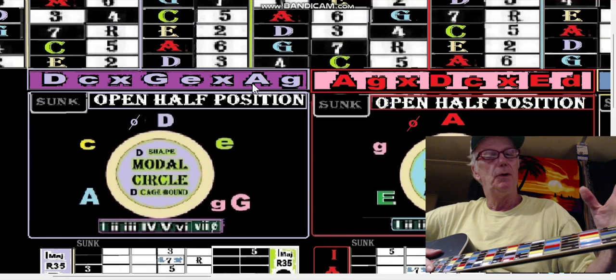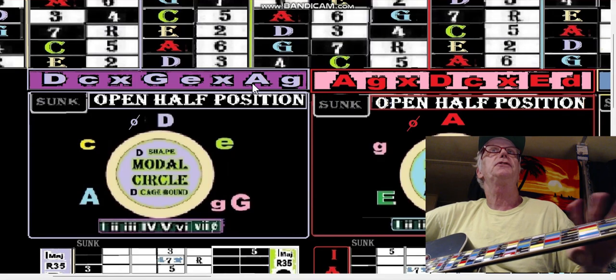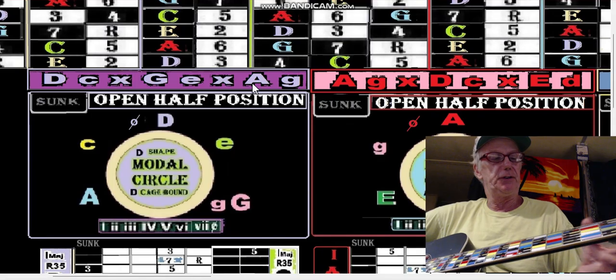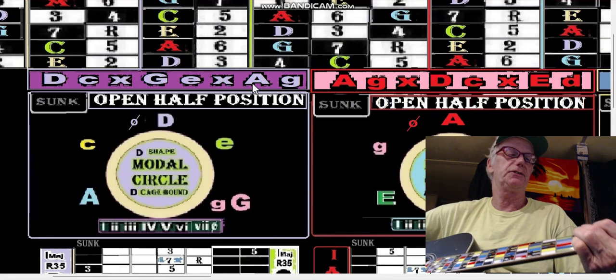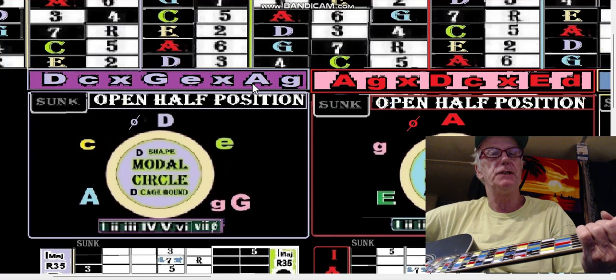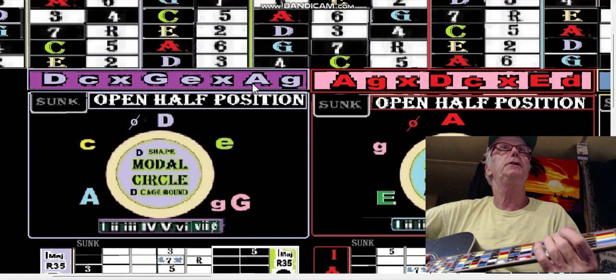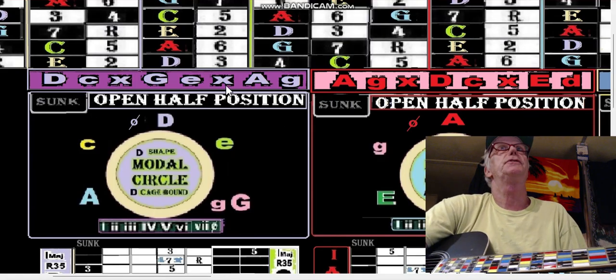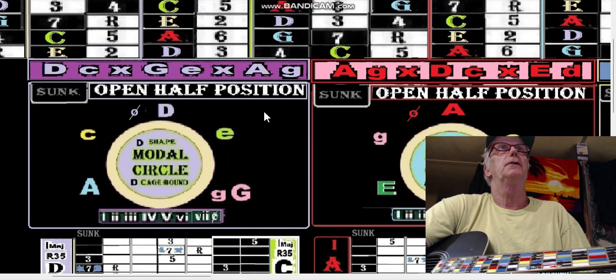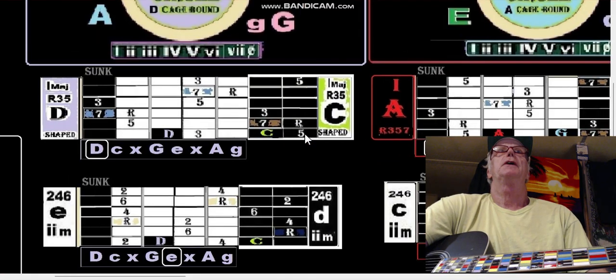But now we certainly can't get those. We can't get the C minor and the G minor easily. The only thing we can get easily is the actual C minor, E minor shaped C minor. Okay, so what are we going to do? We get half the positions, and that's what it's about, the open half position. Okay, so let's look at the new boxes that we have.